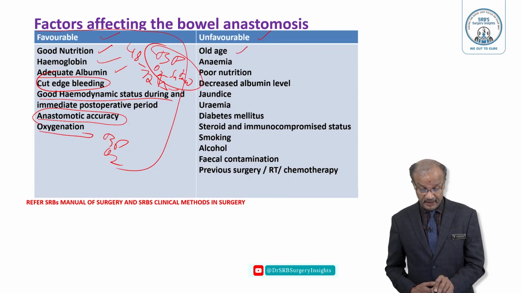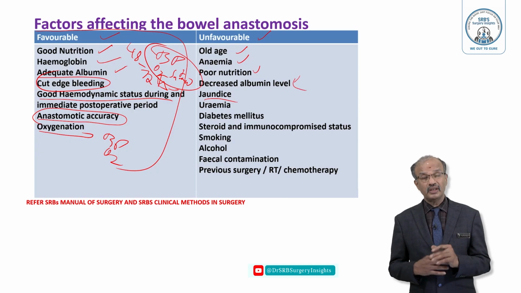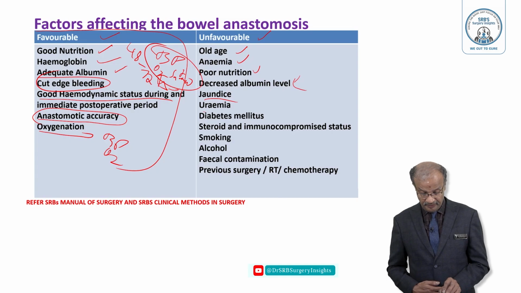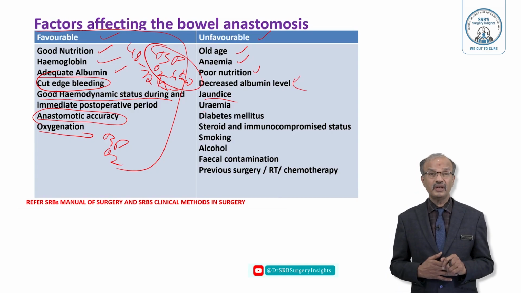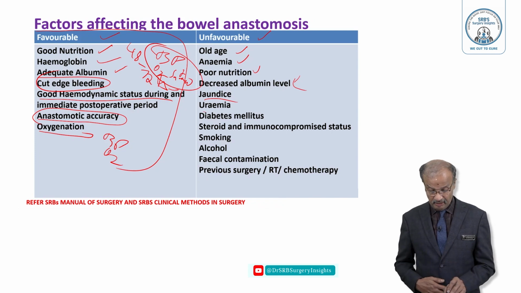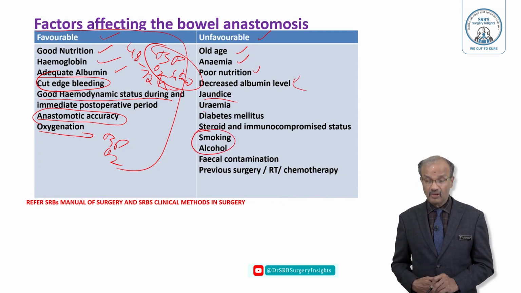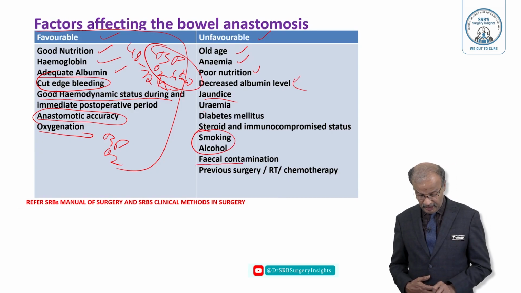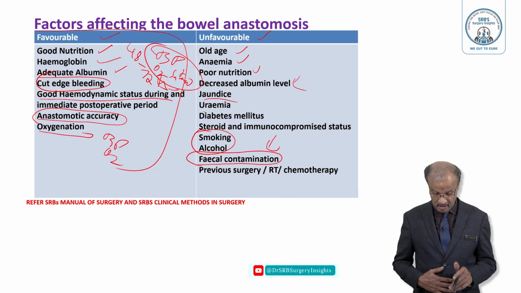Old age, anemia, poor nutrition, especially a decrease in albumin level to less than 3, can disrupt healing. Jaundice may disrupt because wound healing in jaundice is poor. Uremia again alters the wound healing. Diabetes mellitus is a negative factor actually. Patients on steroids or immunosuppressants, or with immunocompromised status, will have problems. Smoking and alcohol definitely delay the healing and often disrupt the anastomosis. Fecal contamination in the field is again very important, and this will cause more problems with the anastomosis.